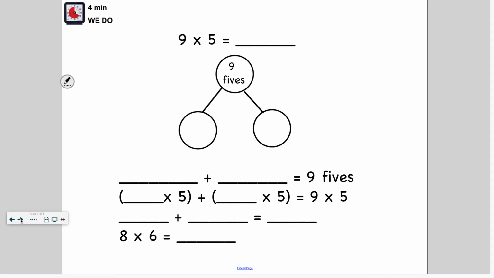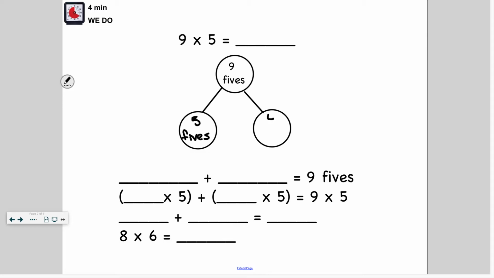All right, so we're solving 9 times 5. So I see the whole is 9 fives, and we get to decide what we want to break apart the 9 into. I always like 5 because 5 is a very friendly number for me, so I'm going to do 5 fives. So go ahead and write this with me. You can copy down this number bond.